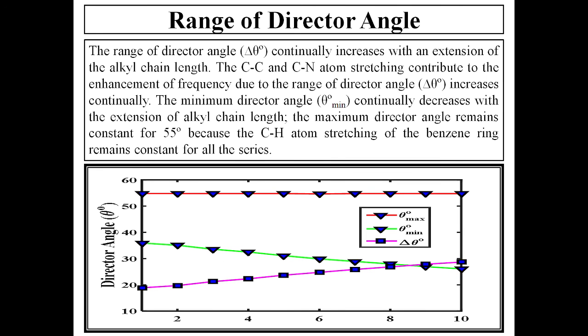Range of director angle. The range of director angle continually increases with extension of the alkyl chain. The CC and CN atomic stretching contribute to the enhancement of frequency as the range of director angle increases continually. The maximum director angle continually decreases with the extension of alkyl chain length. The maximum director angle remains constant at 55 degrees because the CH bond stretching of the benzene ring remains constant for all series.